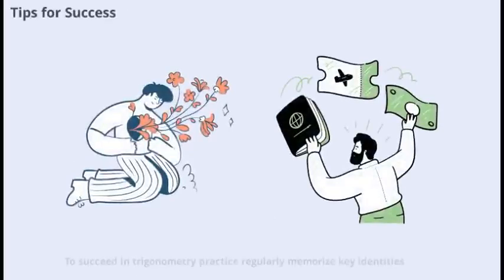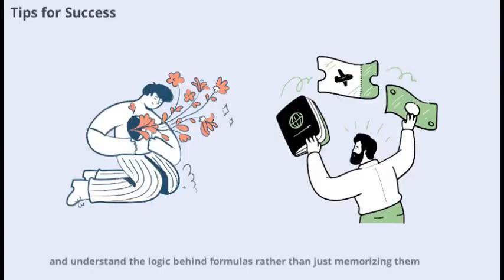To succeed in trigonometry, practice regularly, memorize key identities, and understand the logic behind formulas rather than just memorizing them. Use diagrams to visualize problems, and don't hesitate to break complex problems into smaller, manageable parts. With consistent effort, trigonometry becomes much more approachable.